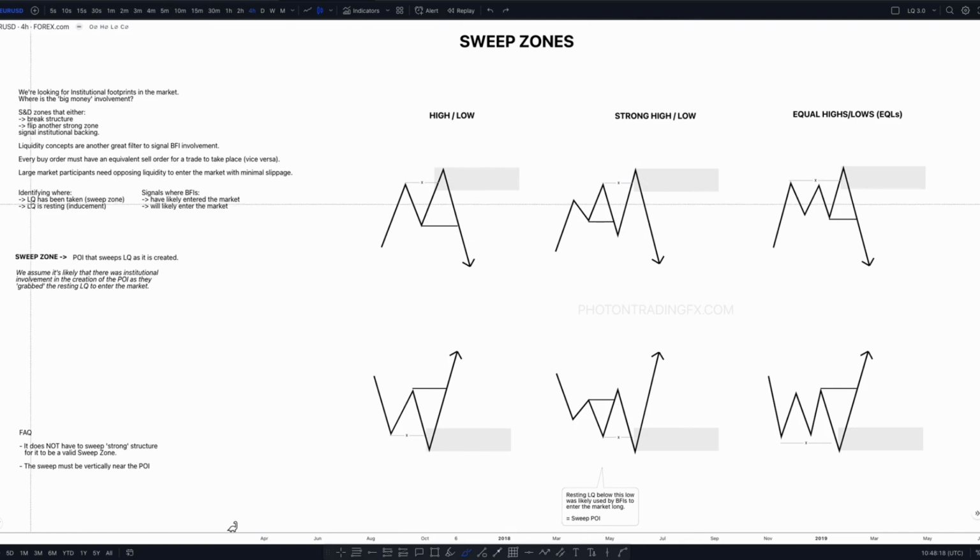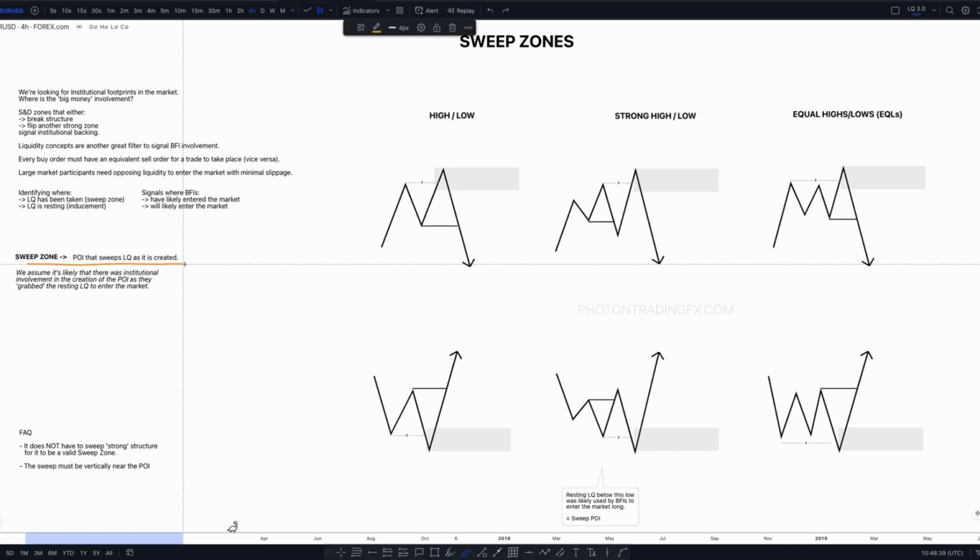So yeah, essentially liquidity, identifying where liquidity has been taken in the creation of a sweep zone signals where potentially they have likely entered the market. And where liquidity is resting, so liquidity that hasn't yet been tapped into behind here. We'll talk about this later, but essentially that's the concept of inducement, and we can signal where they will likely in the future potentially enter the market, okay?